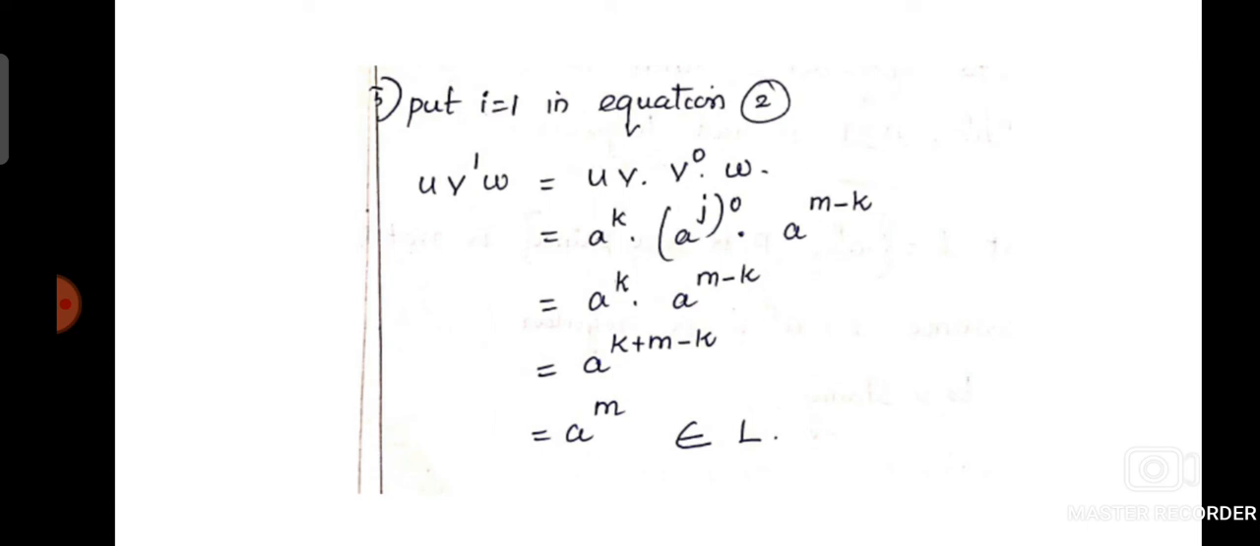So uv is a power k, and v power 0 means v is a power j power 0. Then we apply the value for w. Finally we get a power m. By simplifying that, we get a power m. So a power m is the string structure which belongs to our language.